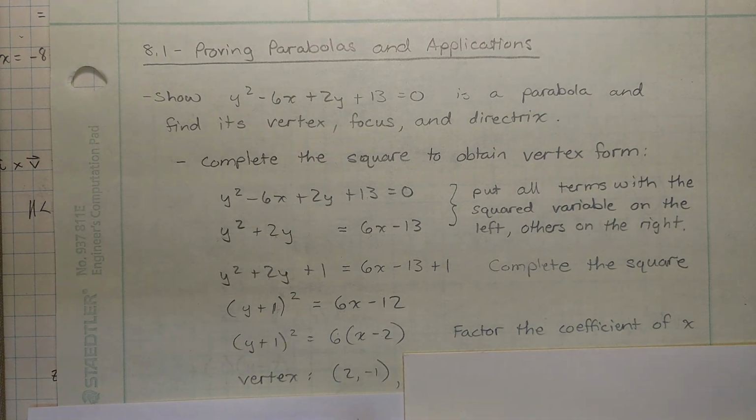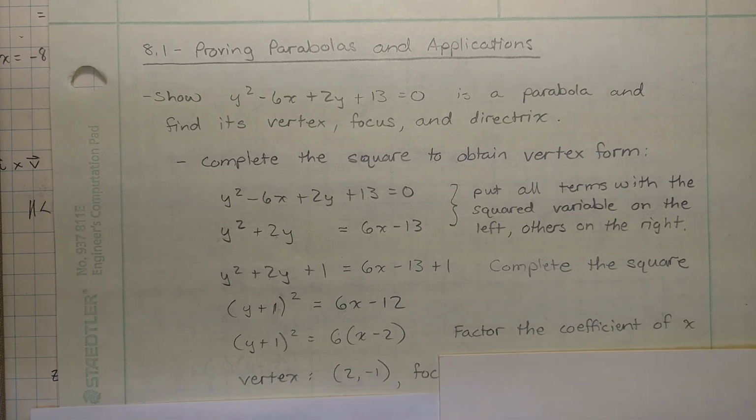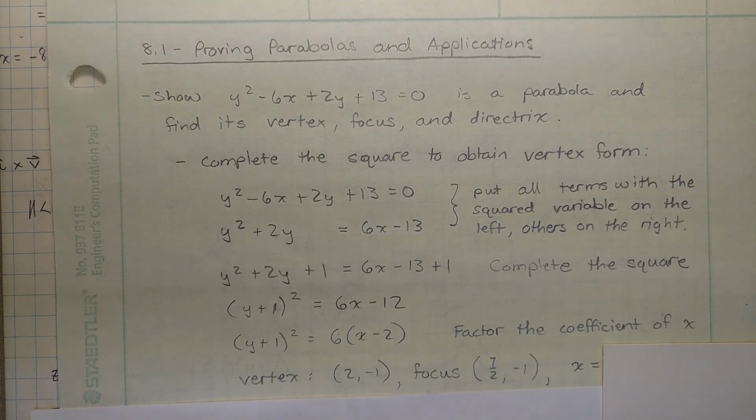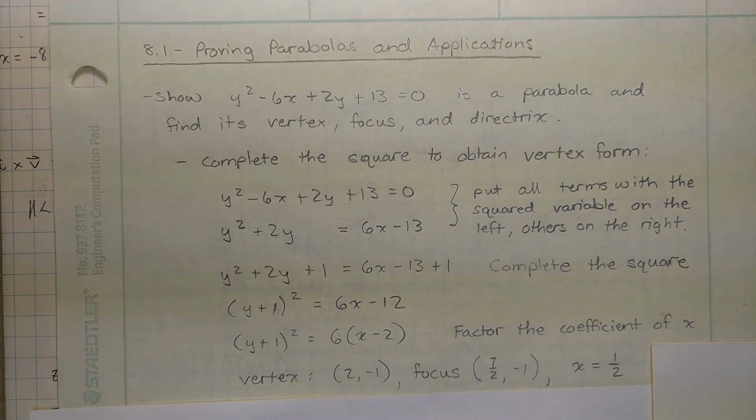So I add that to the x component, and that becomes 7 over 2, because 2 plus 3 over 2 is 7 over 2. (7/2, -1), that's my focus. And the directrix, I go 3 over 2 in the other direction. So if I subtract 3 over 2 from 2, I get 1/2. So x equal to 1/2 is my directrix. Remember, that is a vertical line. So we have its equation, x equal to whatever value it is when it goes through the x-axis.